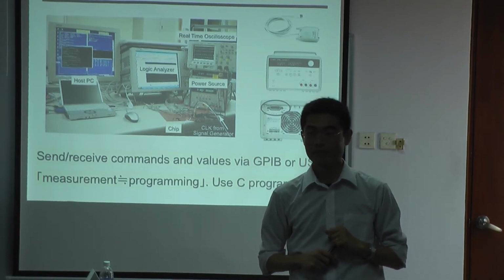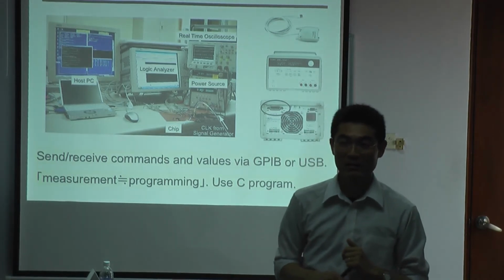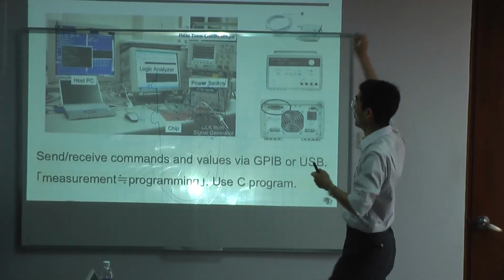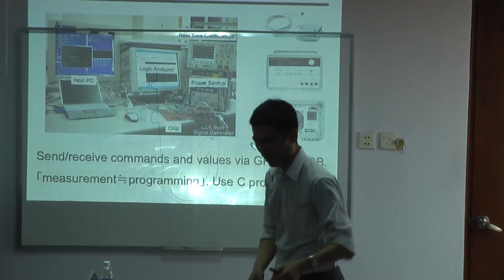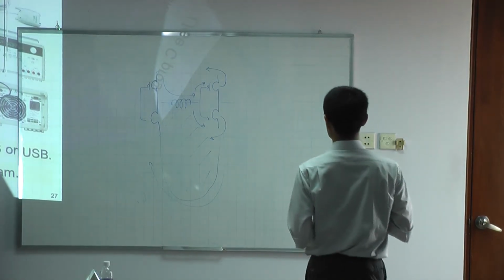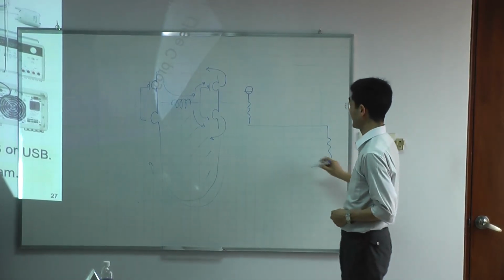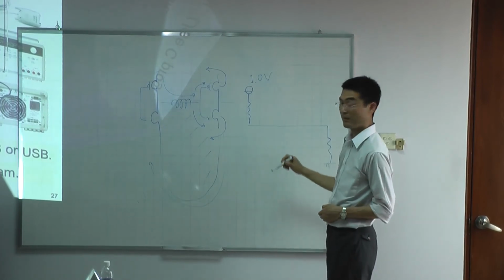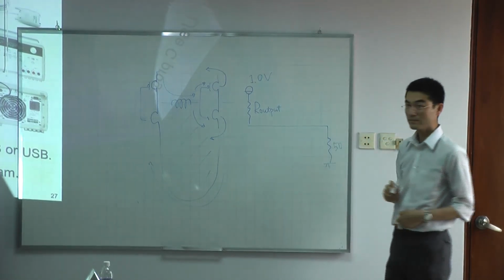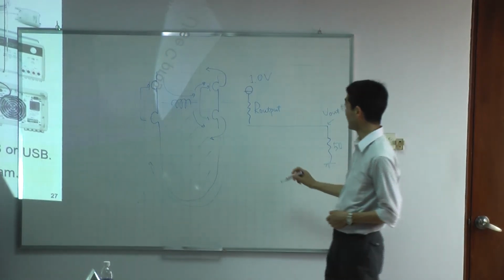Can you determine exactly the output impedance? Yes, we can calculate the output impedance. This is 1.0 volt, for example. This is our output. This is 50.